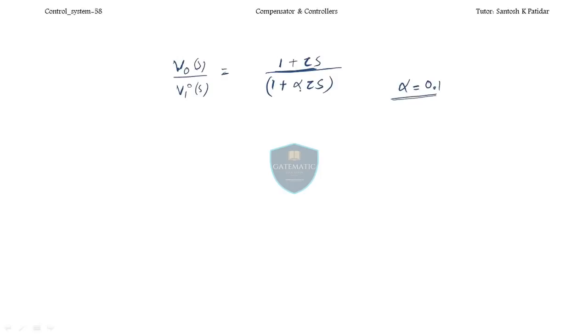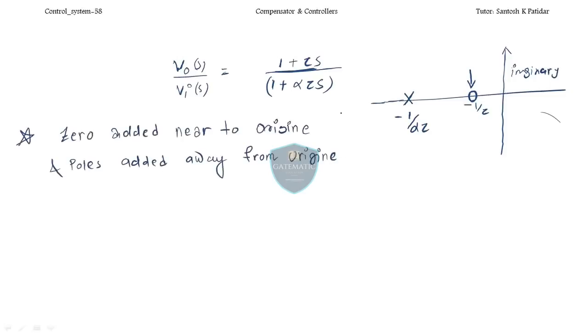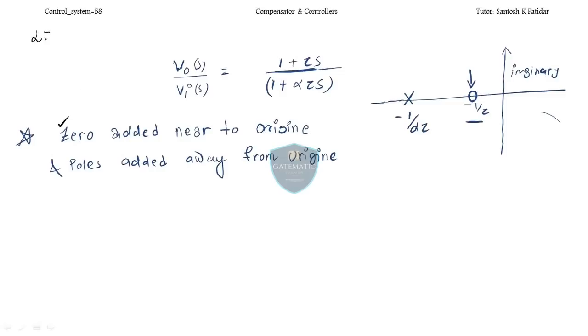When you plot this, the poles and zeros locations will be like this. Your zero will come here, your pole will come here. Why? Because alpha is less than 1, that is 0.1 here. So the pole becomes minus 10 by tau, which obviously will come farther away. So for the lead compensator, the zero is near the imaginary axis, or near the origin. Please note down this point, this is very important: the zero is added near the origin, and the pole is added away from the origin. This is the point for the lead compensator. So the lead compensator is a kind of high pass filter.